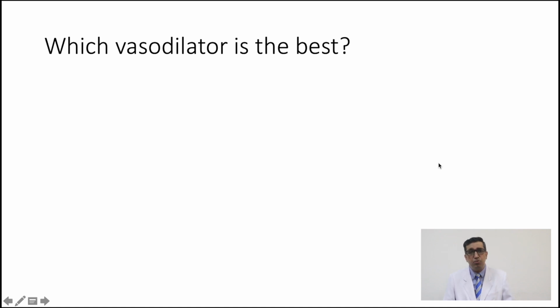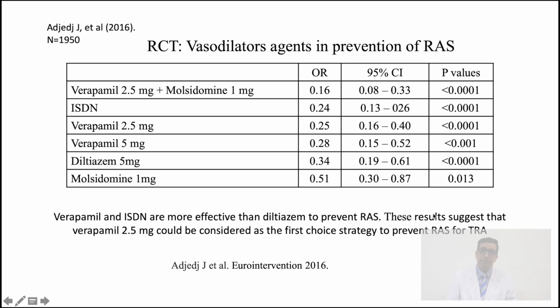So now the question is, which vasodilator is the best? To answer that question, we have to look at this study of almost 2,000 patients, which showed that the use of verapamil or nitrates is more effective than diltiazem to prevent radial artery spasm. Also, the use of 2.5 milligrams of verapamil could be considered as the first choice to prevent radial artery spasm for transradial access.